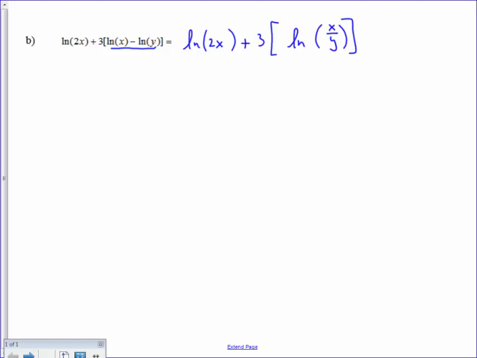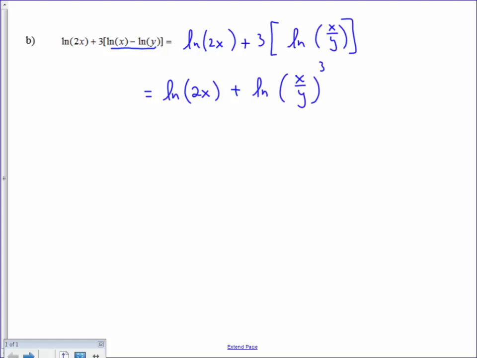From here, we still have the bracket. Notice that there's a 3 multiplied in front of this log that's in brackets. That 3 can be rewritten as the exponent on that argument. So leave the first one alone as natural log 2x. And then here, I'm going to drop the bracket, and then I'm going to apply the power on the x over y.